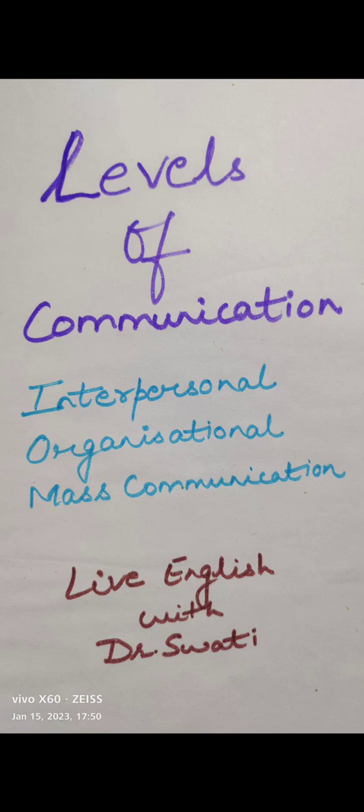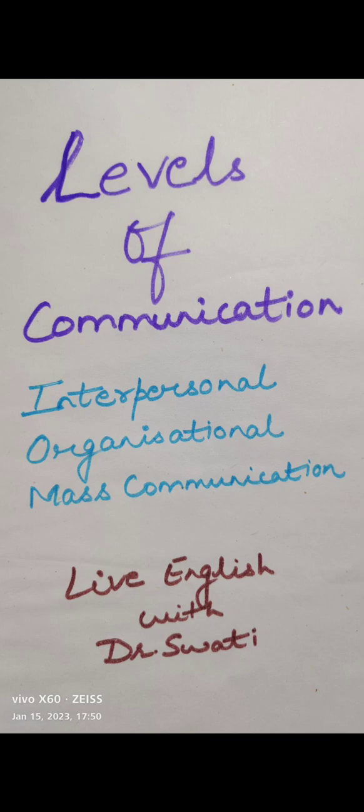Basically, the levels of communication could be divided into three major categories, though they can be divided into four or five categories. But here I am talking about three major categories. First is interpersonal communication, second is organizational level of communication, and third is mass communication. I will be dealing with these three, and I will talk about intrapersonal communication as well, and sign language, in my other video. Seeing the clock, I'll just start quickly.